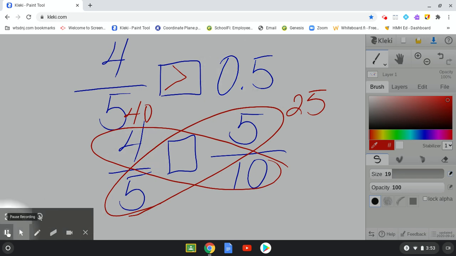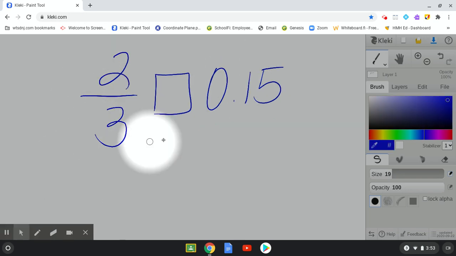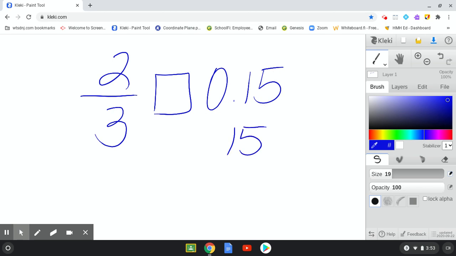So let's try one more. Okay, so I'm comparing 2/3 to 0.15. You have to say this properly. You have to make sure you know your place value. That 5 is in the hundredths place. So I would read this decimal as 15 hundredths. So I'm going to write what I just said. I just said that this reads 15 hundredths.